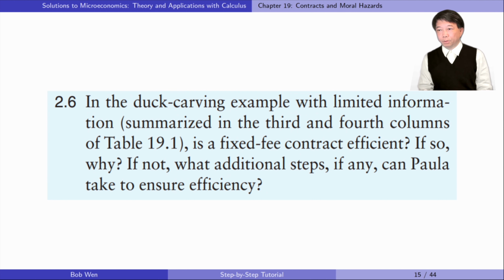Let's address exercise 2.6. In the duck carving example with limited information, is a fixed fee contract efficient? If so, why? If not, what additional steps, if any, can Paula take to ensure efficiency?